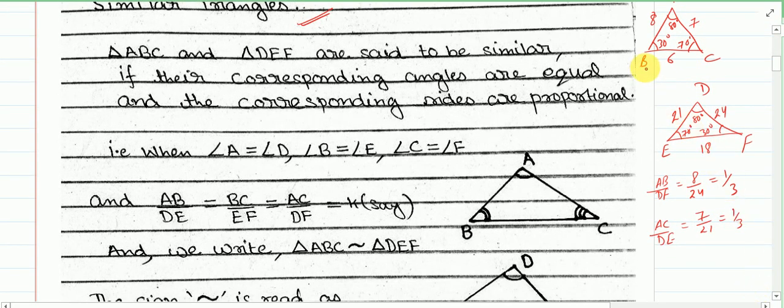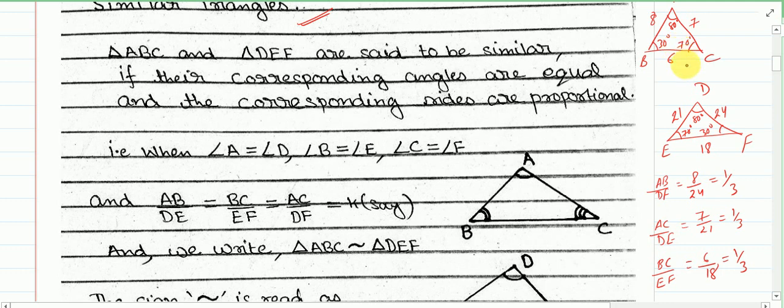Then you see BC is there, and corresponding to BC, here you have EF. So you write BC upon EF. So 6 upon 18, again 1 by 3. So now we can say that these two triangles ABC and DEF are similar.